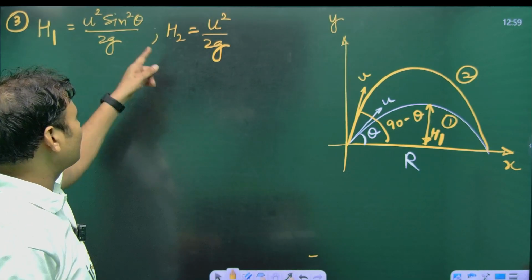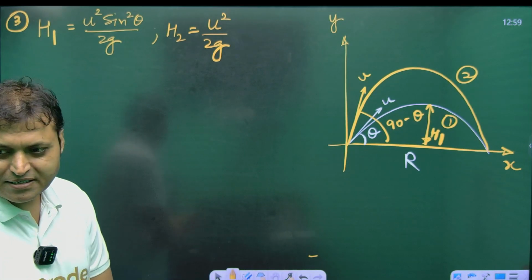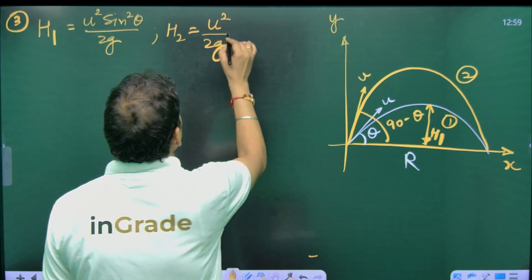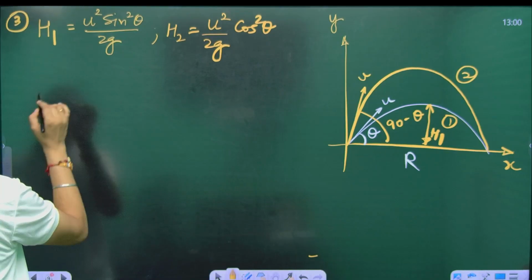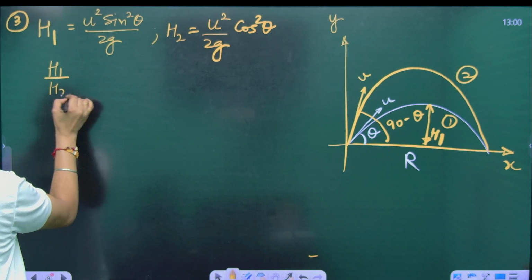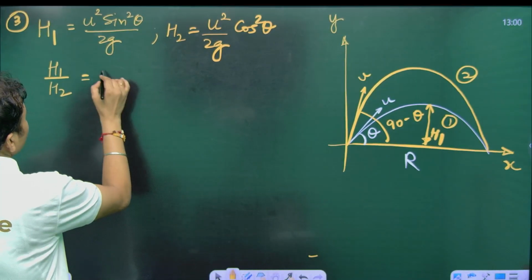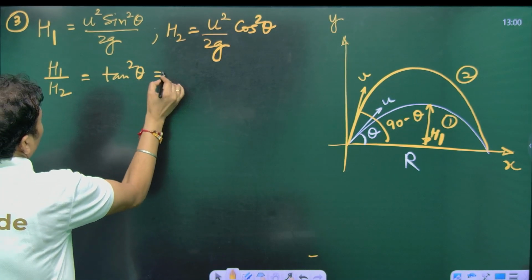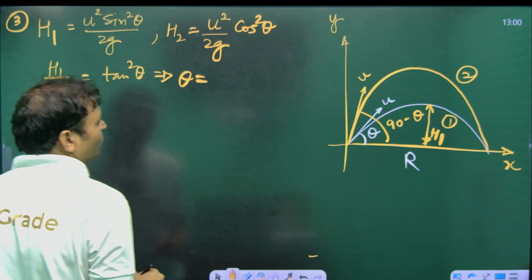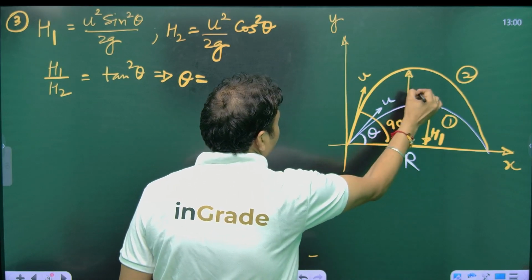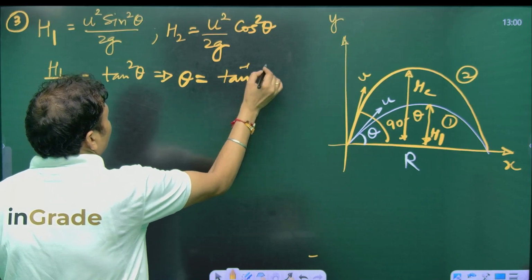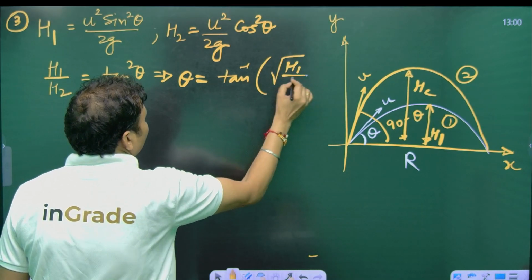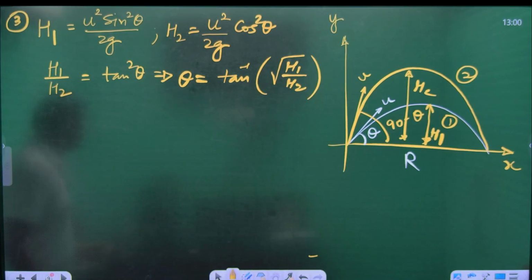Then in place of theta, if we put 90 minus theta, sine 90 minus theta is cos theta. So it will be cos square theta. If we divide these two, H1 by H2 will be equal to tan square theta. So from here we can find out theta, where H1 and H2 are the maximum heights attained. Theta is equal to tan inverse of under root of H1 by H2.